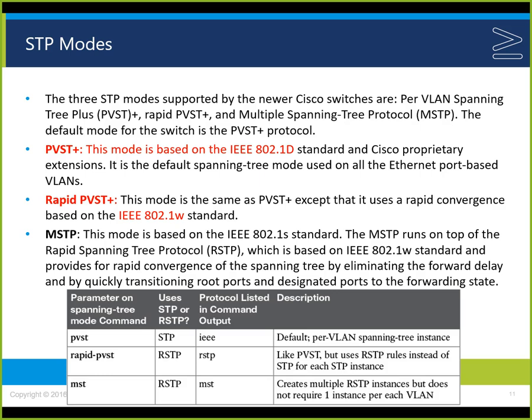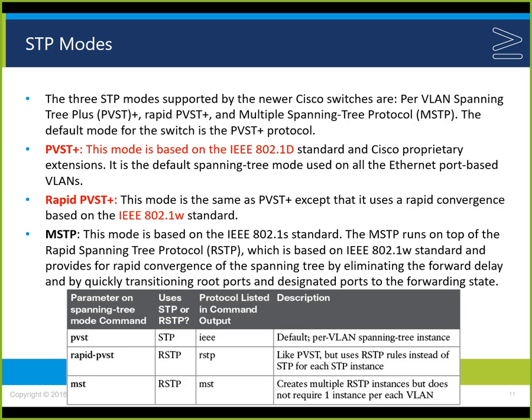The modes, and I think I actually got that slide a little bit out of sequence. I didn't want the table quite yet. The three modes supported by the newer Cisco switches are per VLAN spanning tree plus, rapid per VLAN spanning tree plus, and multiple spanning tree protocol. The default mode is PVST plus, per VLAN spanning tree plus. It is the 802.1d standard with Cisco proprietary extensions.